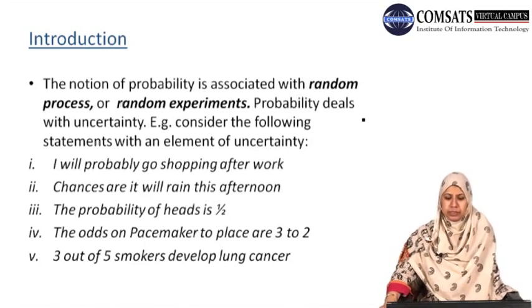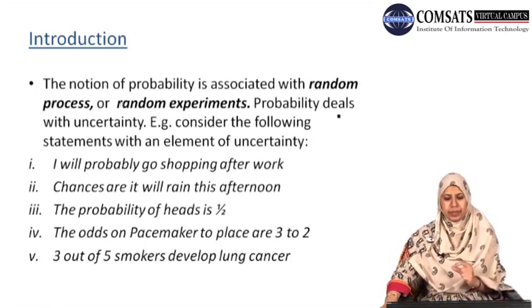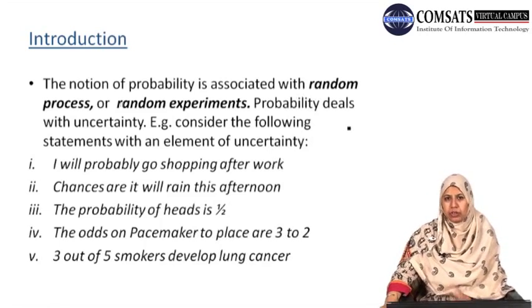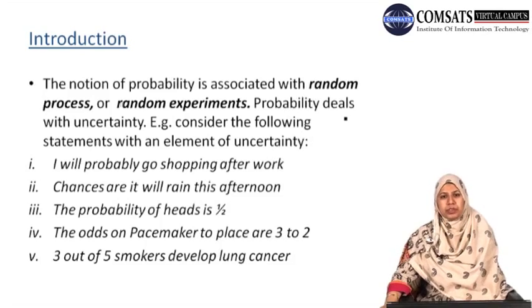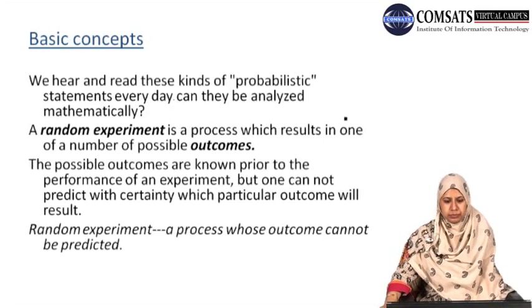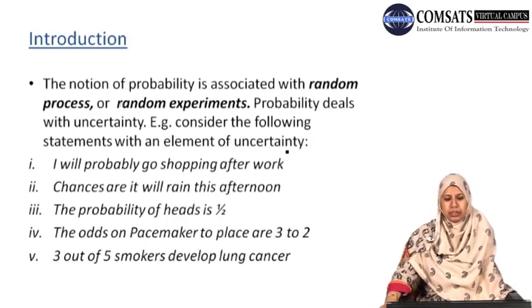smokers develop lung cancer. All these statements contain an element of uncertainty, which means that either something will happen or not. We are not sure about the outcome. But one thing we clearly know, that is we know what are the possible outcomes. For example, in our first example, the possible outcomes are either I will go for shopping after work or I will not go. But I am not sure what will happen after I finish my work.